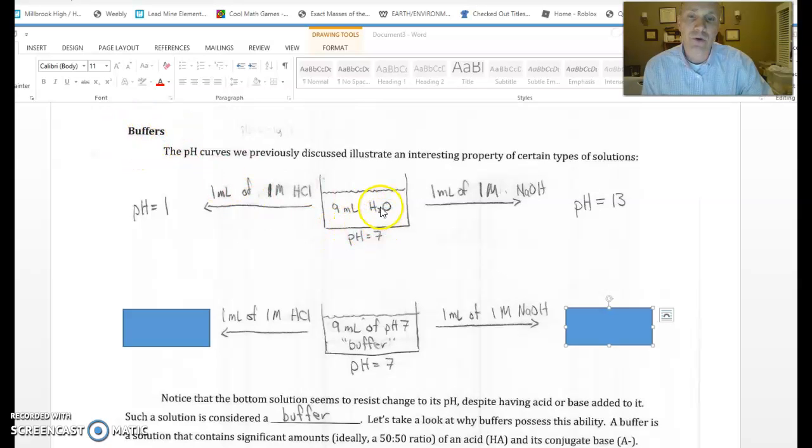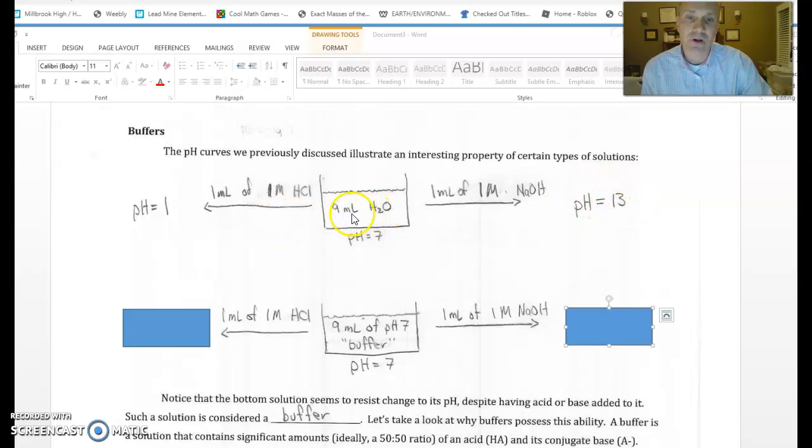So I'm going to compare two different solutions here. One is going to be just 9 milliliters of pure water. When we have pure water, I think by now we would realize that the pH of it would be 7. So let's pretend that we add a milliliter of 1 molar sodium hydroxide to that. Well, that would make it 10 milliliters of total solution, and we could calculate the concentration of the hydroxide, and we could calculate that the pH of that solution would be 13.